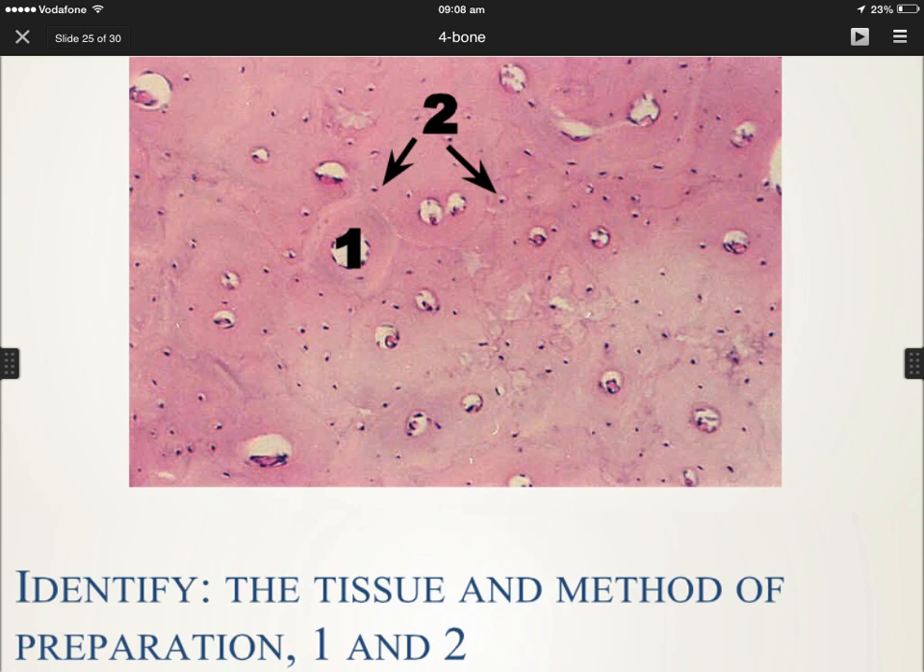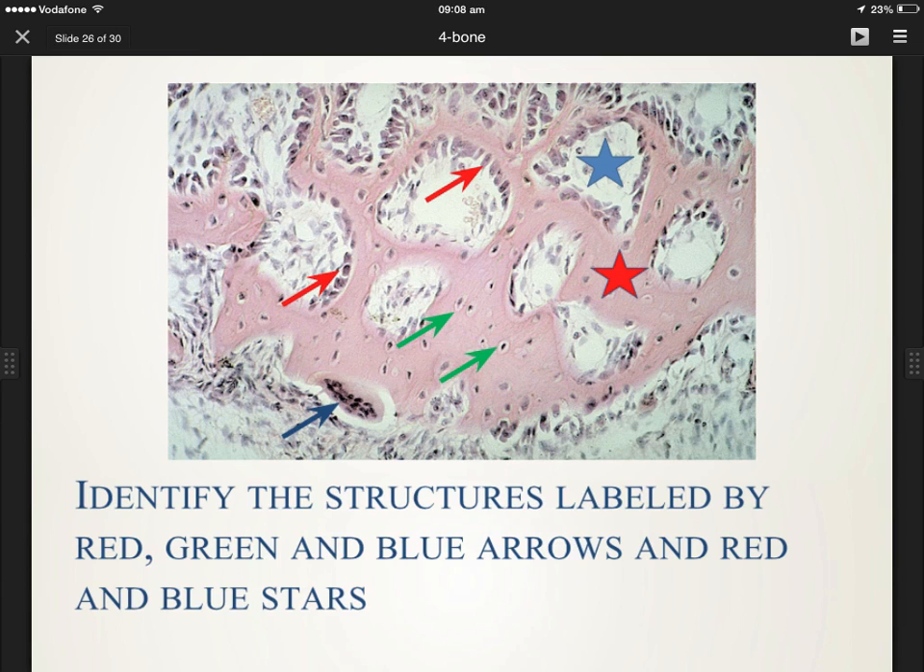Identify 1 and 2. Here 1 is the Haversian blood vessel and 2 these are the osteocytes. Identify the structure labeled by the red. The red arrow denotes the osteoblasts, which are present on the surface of the bony trabeculae, next to the bone marrow. These are lining or present in the endosteum, outlining the bone marrow cavity. So these are the osteoblasts.